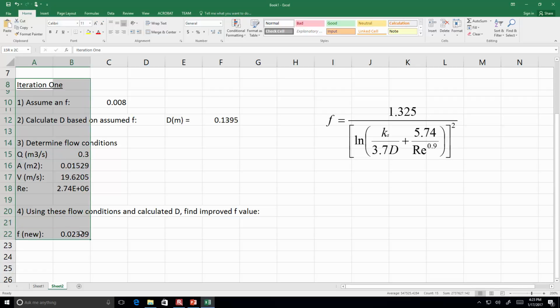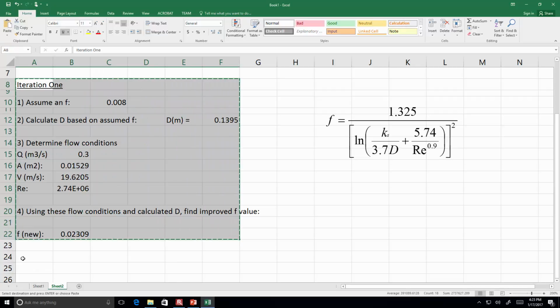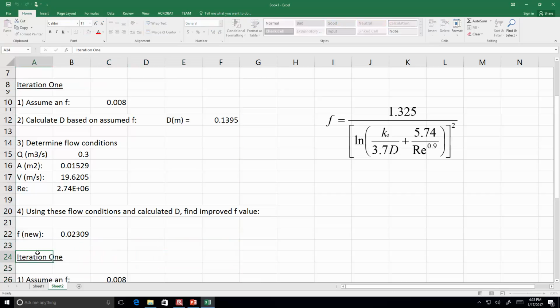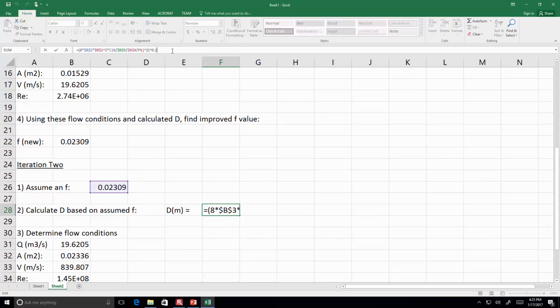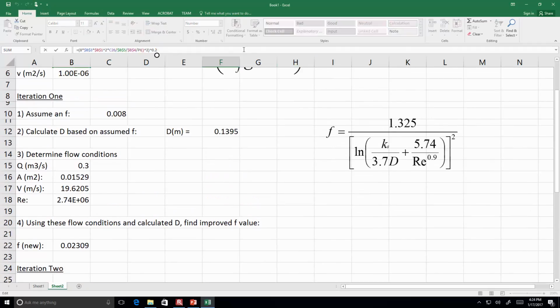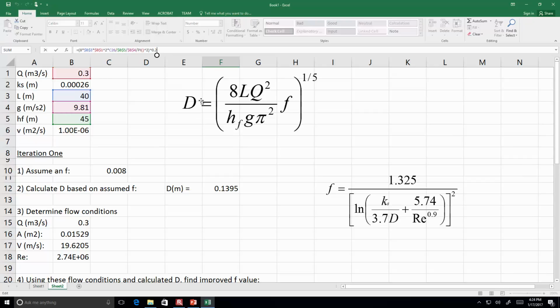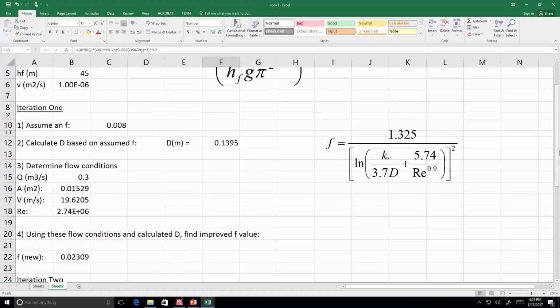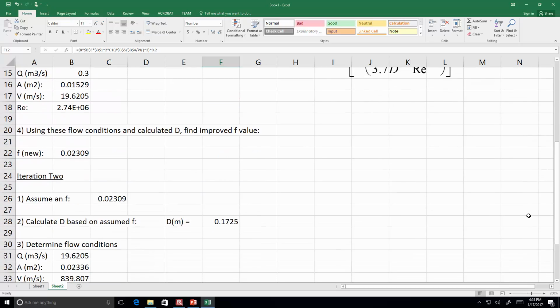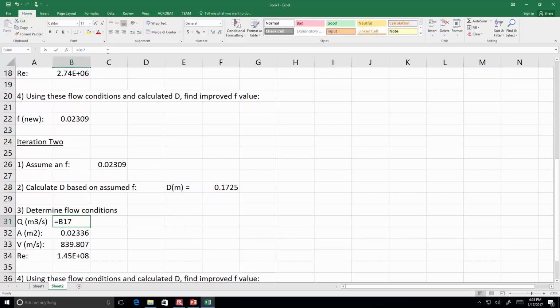So I'm going to copy all of this, Control C, and then Control V to paste. I'm going to rename this iteration 2. Now, this assumed value of F, instead of having the 0.008 from before, I'm going to just have equals and use my old value, the one that I had calculated in the previous step, as the input. And then the nice thing is, we'll make sure it's looking in the right spots. This guess value of D is looking up here at the original data, so it calculated a new diameter needed. So it didn't change the pipe size too much. It went from about 0.14 to 0.17. That's going to change the flow conditions.